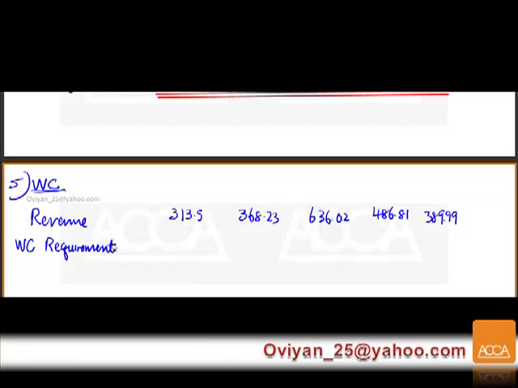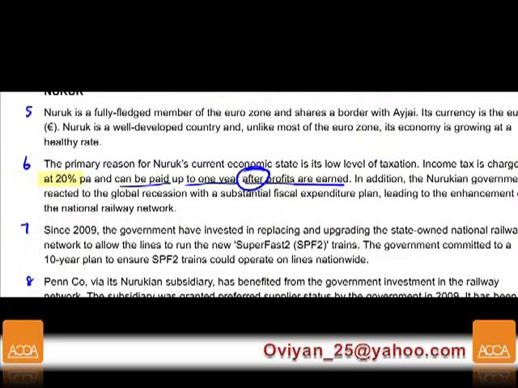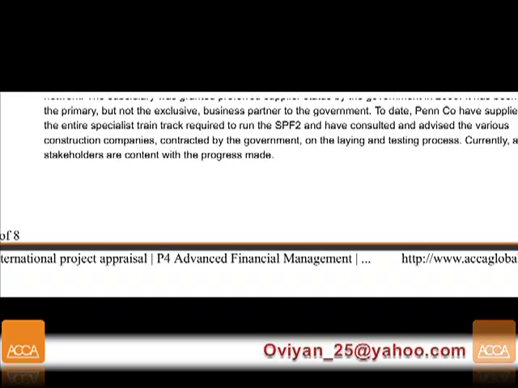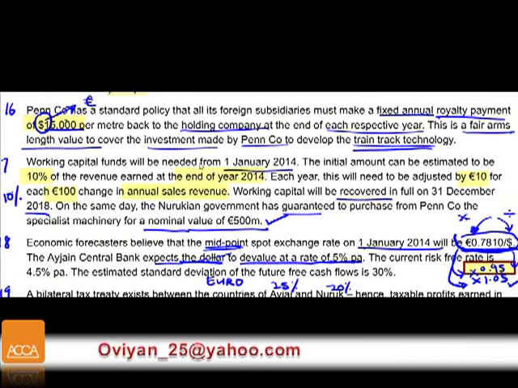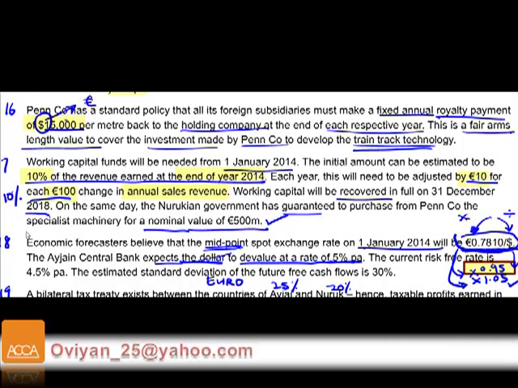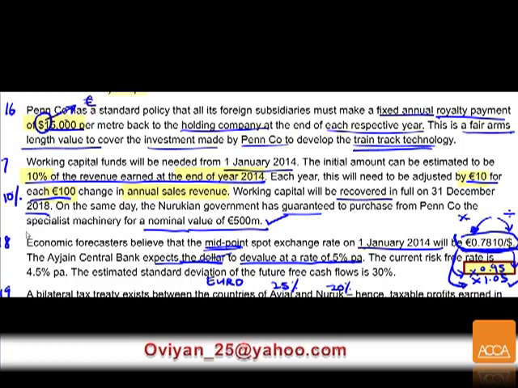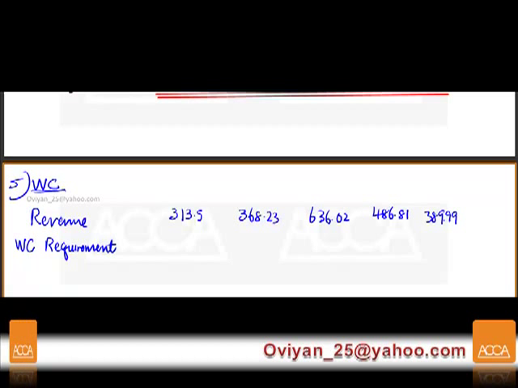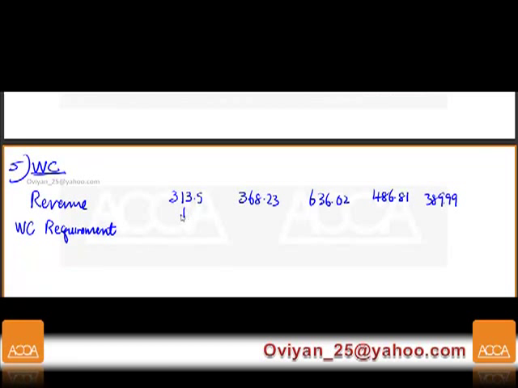Now working capital requirement, according to them, first year is going to be paragraph 17. If you see that carefully, initial amount will be 10% of the revenue earned in 2014. Fine, 10%. The next year will be $10 for every $10 change in sales revenue. In other words, it's 10%. There are two ways of doing it, but let's do this way. Take 10% on this, put here first.